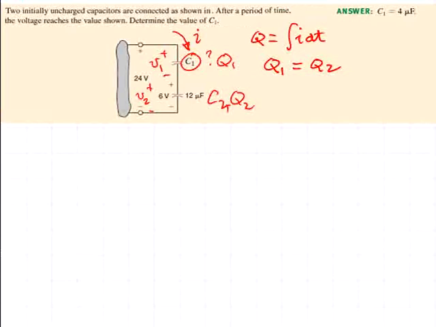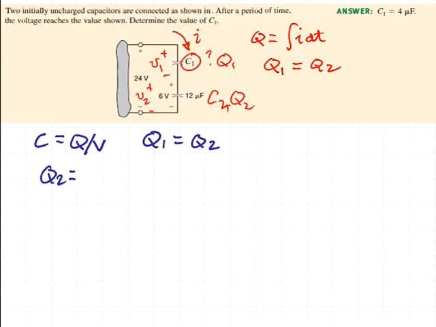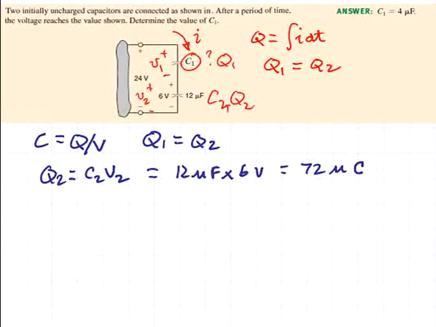Now we'll proceed to analyze the circuit. Capacitance is defined by the Q divided by V relationship, and we're saying that in the prescribed conditions for the problem the charges on the two capacitors are the same. So we have that Q2 is equal to C2 V2, and this will be 12 microfarads times 6 volts, which is equal to 72 microcoulombs. And that's also equal to Q1.